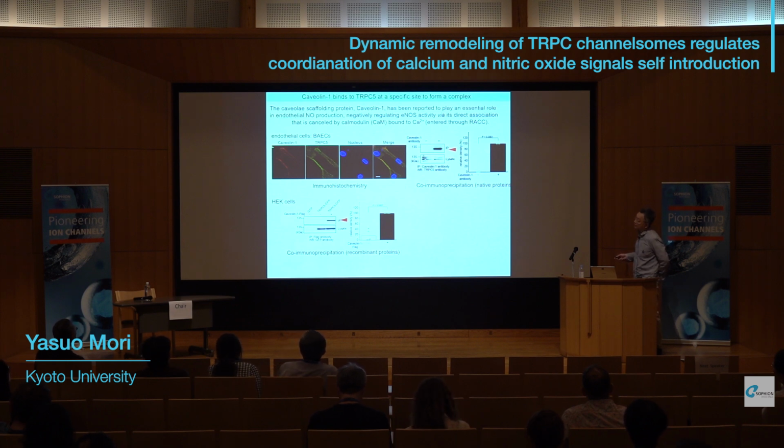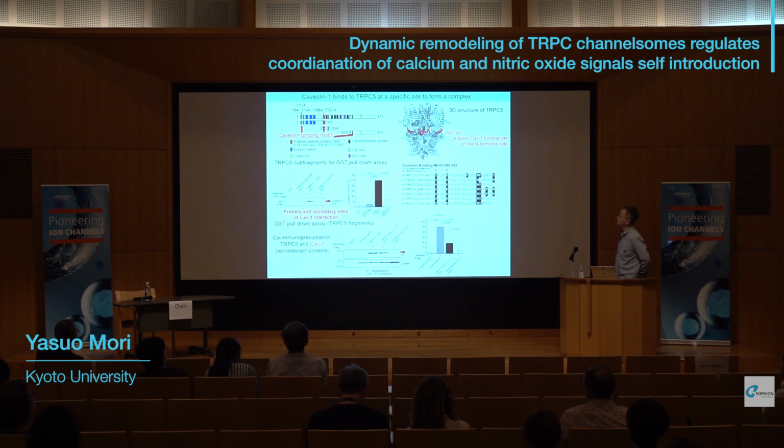So here I can show you that in bovine arterial endothelial cells, TRPC5 is very nicely co-localized with caveolin-1, as you can see here. And certainly native caveolin-1 is physically interacting with native TRPC5, as indicated by this very nice precipitation band. This can be reproduced by a recombinant expression system which expresses TRPC5 together with caveolin-1, which shows a very nice band indicating the physical interaction of these two components.